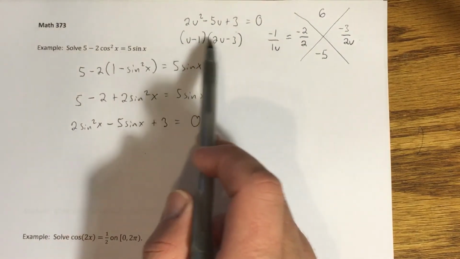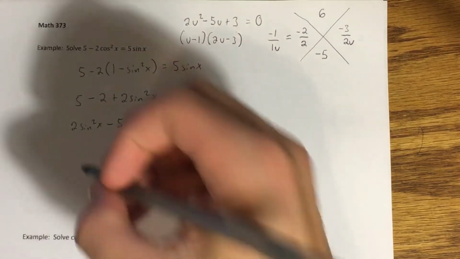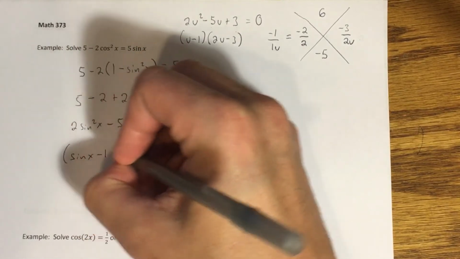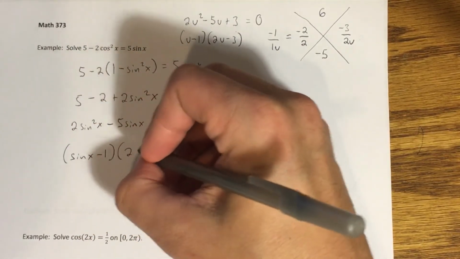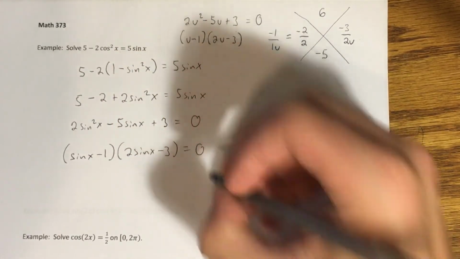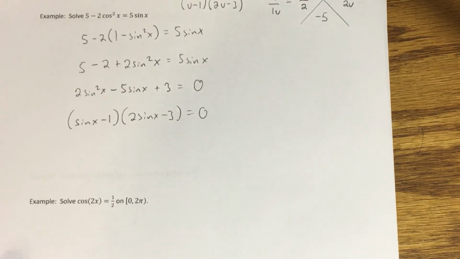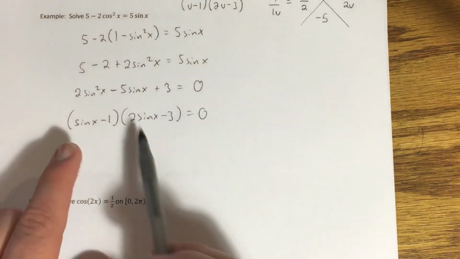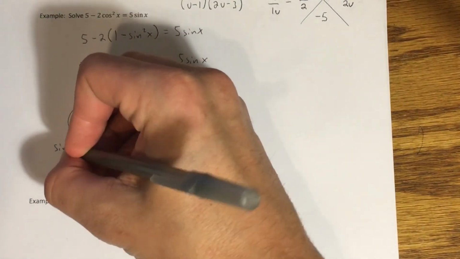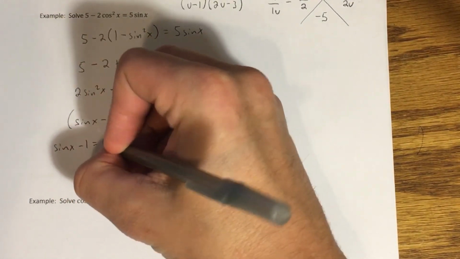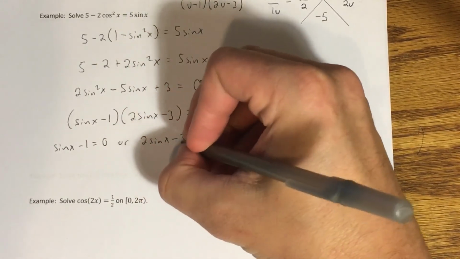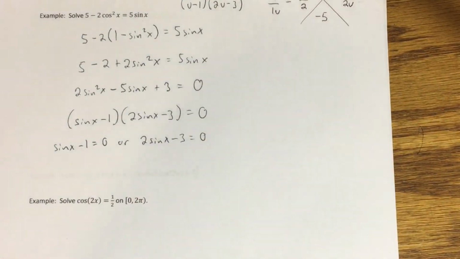I'm not really dealing with u's, though. I'm dealing with sines. So let me put that in terms of sine of x. Sine of x minus 1, 2 sine of x minus 3 equals 0. Remember what we do from here. We want to use our zero product property. So this equals 0 or this equals 0. Sine of x minus 1 equals 0, or 2 sine of x minus 3 equals 0.